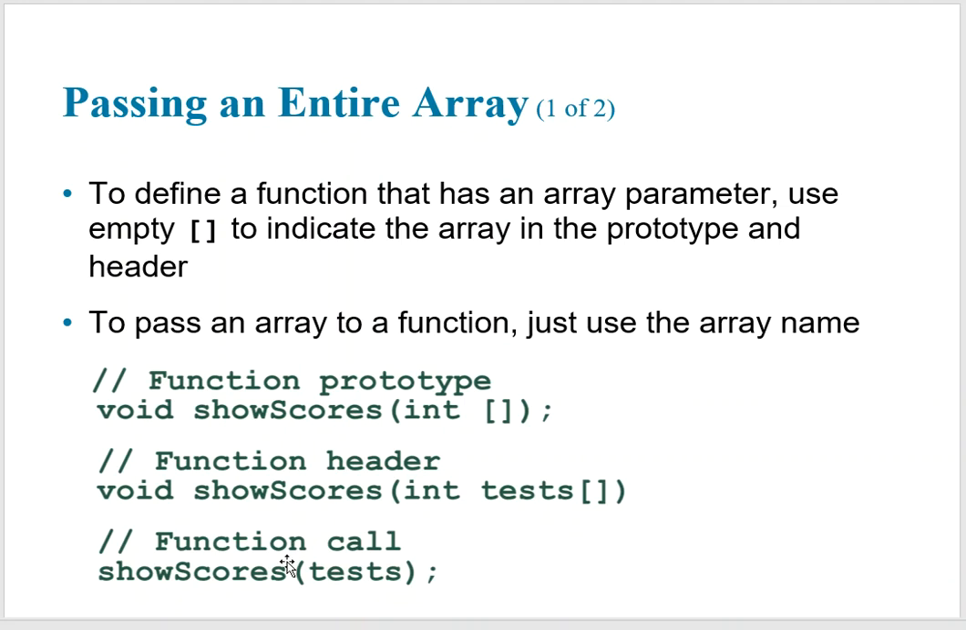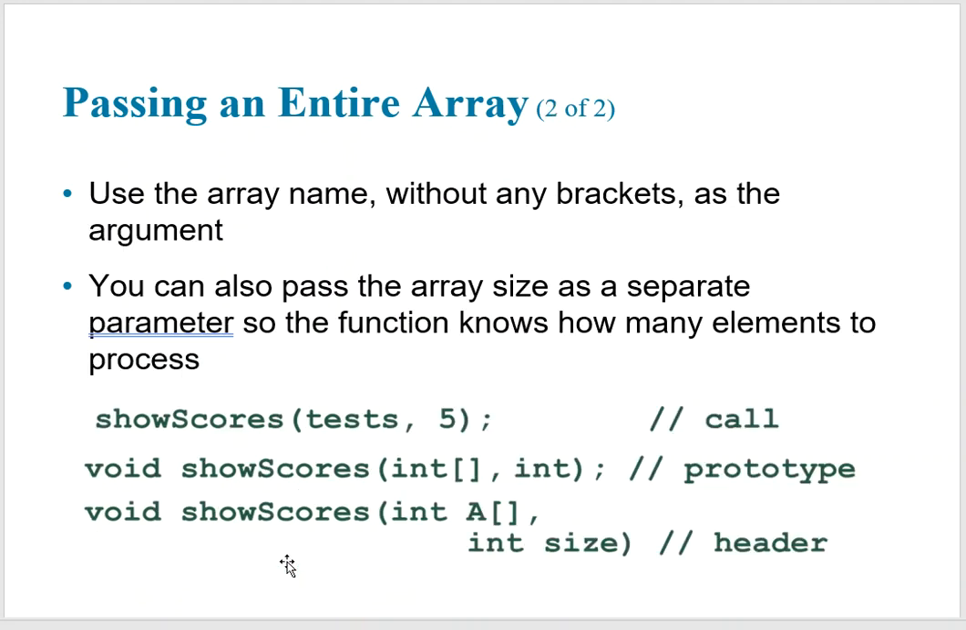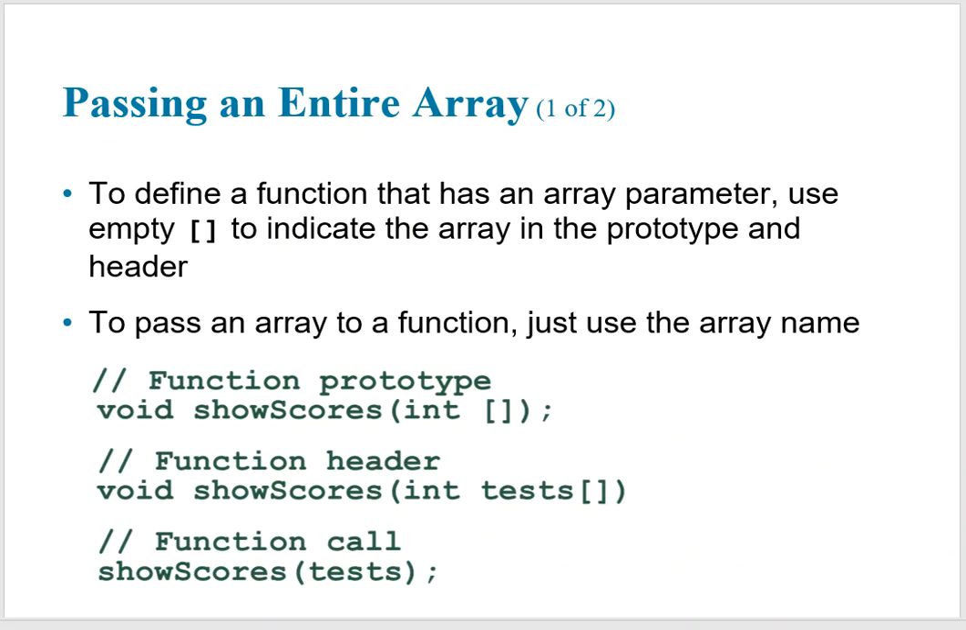Now I'm going to show you a couple of examples as I move forward for this definition. Use the array name without any brackets as the argument. If you're passing an entire array, you can also pass the array size as a separate parameter so that the function knows how many elements to process, right? And these are some of the examples. Notice that the flat brace is used to define a function that has an array parameter, indicating the array in the prototype and the header.